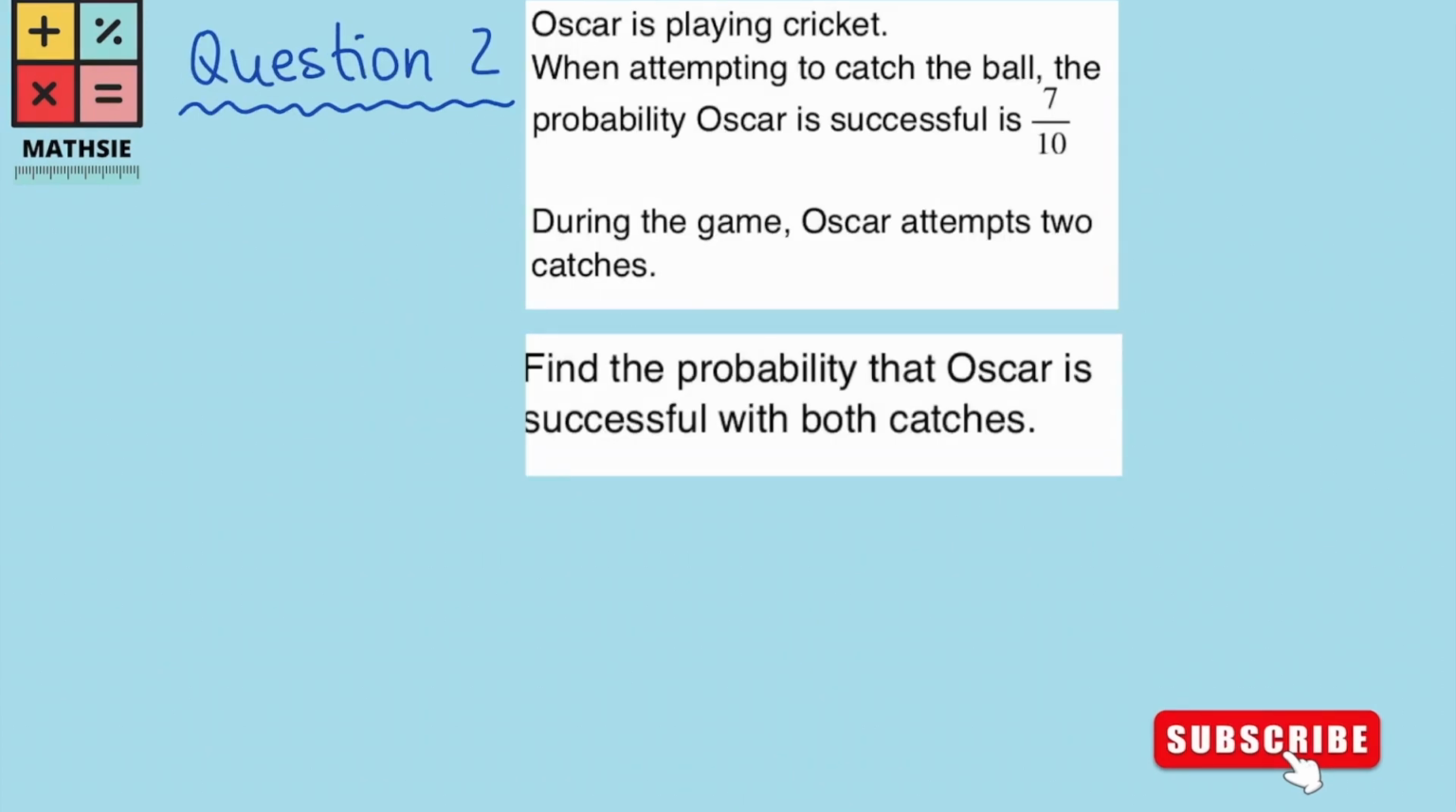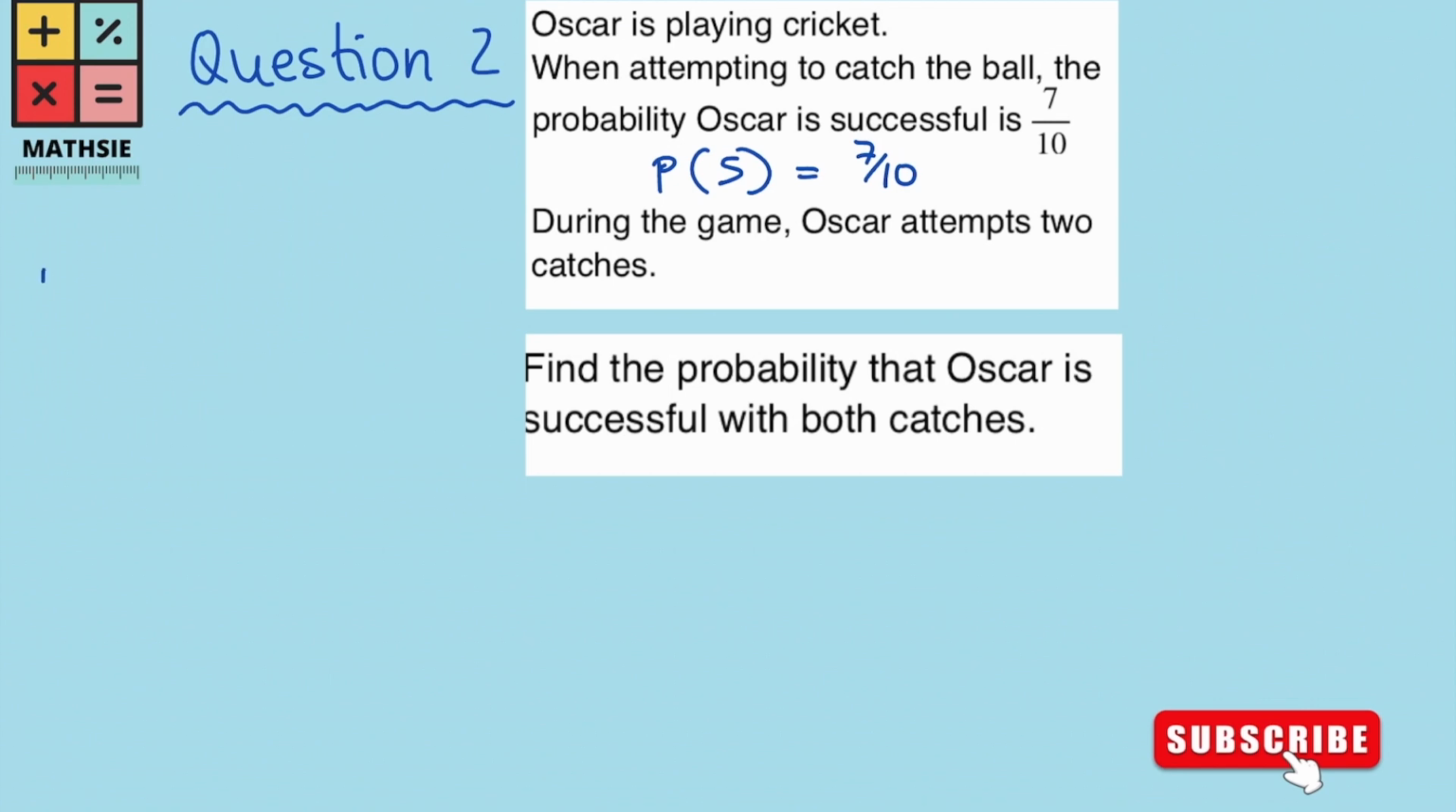Now let's take a look at question 2. What we have here is Oscar is playing cricket. When attempting to catch the ball, the probability Oscar is successful is 7 over 10. So I can just write the probability of success is equal to 7 over 10. During the game, Oscar attempts 2 catches, and we need to find the probability that Oscar is successful with both catches. So how do we do that?